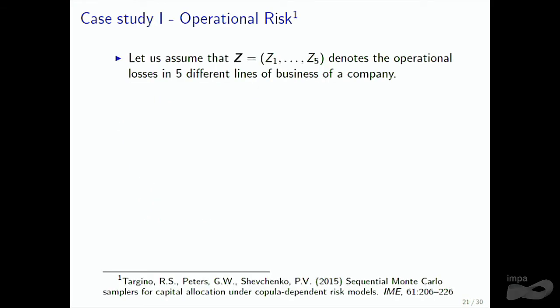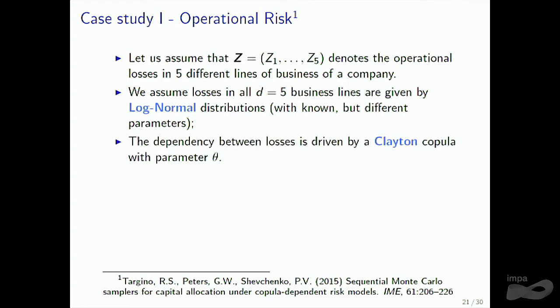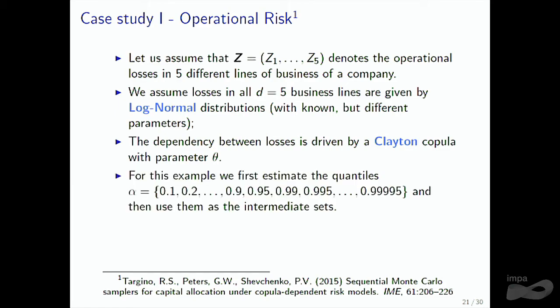Okay, so very first example. Let's think that this is an example about operational risk. We have 5 different lines of business. We will assume that the loss in each line of business is given by a log normal distribution with known but different parameters, just to make things slightly more realistic. The dependence between these losses will be given by a Clayton copula with some parameter that I'll be changing and showing how things work. And for this example, I'll fix the number of levels, capital T, that I'll use in this sequential procedure as something like this.